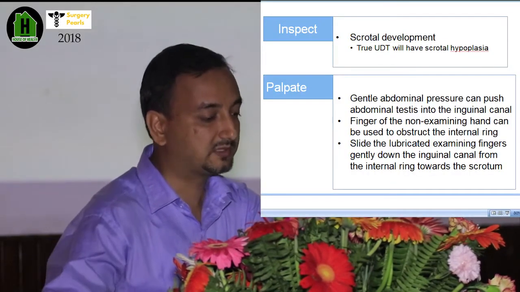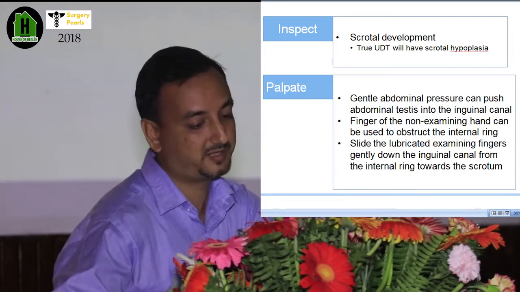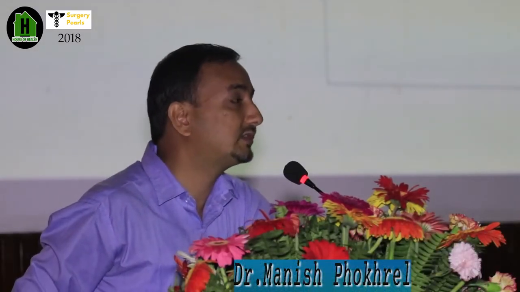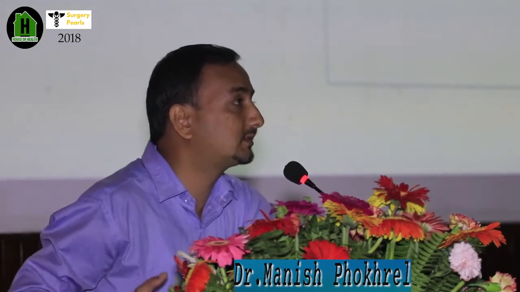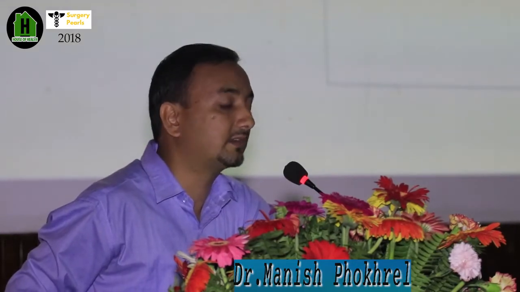And then the next step is palpation. First you have to give a very gentle abdominal pressure, so that a so-called peeping testis, which resides just below the internal ring, can be pushed into the internal ring. And then you can use the finger of the non-dominant hand to occlude the internal ring, and then use your lubricated examining hand to slide it along the inguinal canal to the scrotum and to palpate the testis. And it has been shown that a very experienced surgeon's clinical examination is more accurate than an ultrasound examination actually.